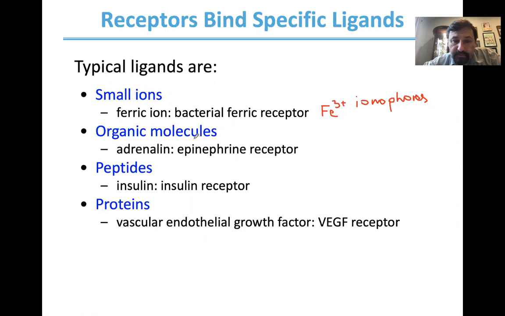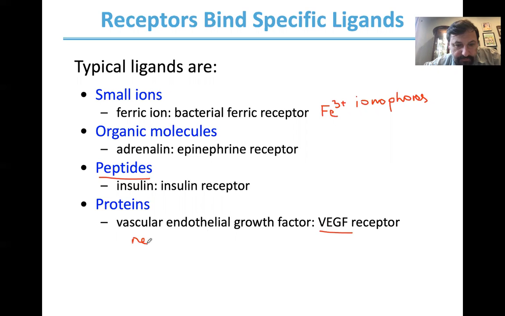So organic molecules, so adrenaline or epinephrine, which is the same epinephrine receptor we talked about, could be peptides, so insulin. Now, insulin could be a small protein or sometimes referred to as a peptide. So here we have insulin receptor, and also vascular endothelial growth factor, what's known as VEGF. VEGF receptor, a very important receptor on the surface of vascular endothelial cells.